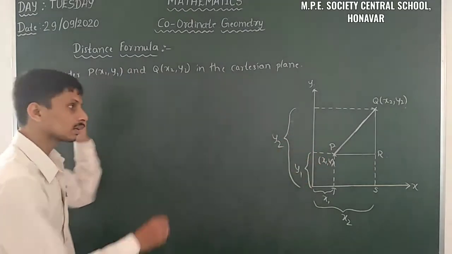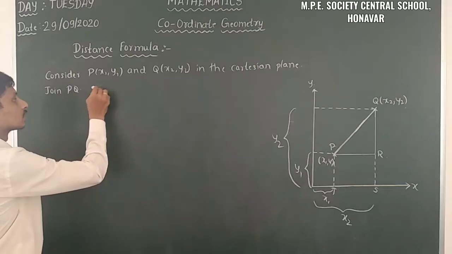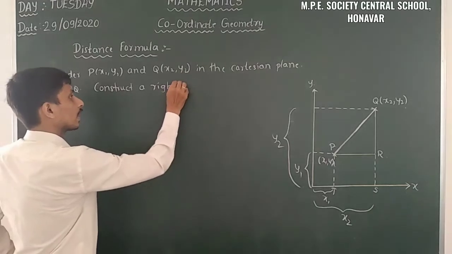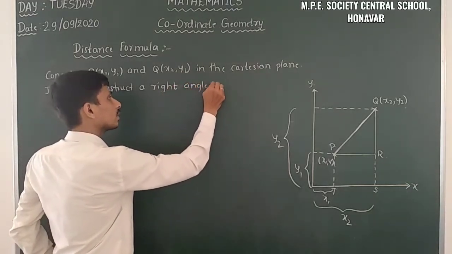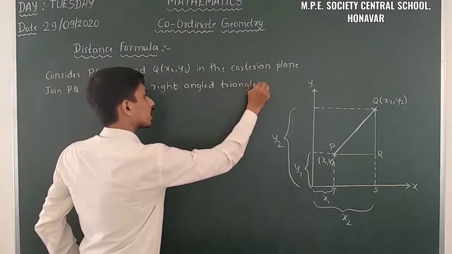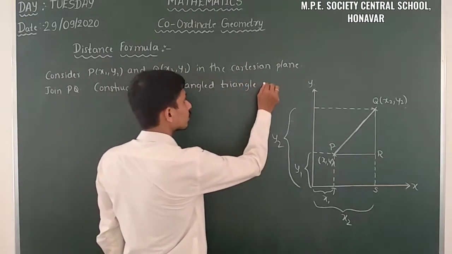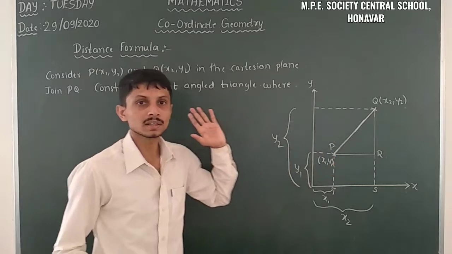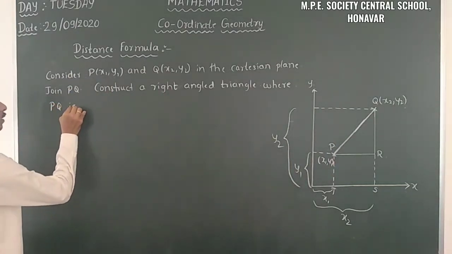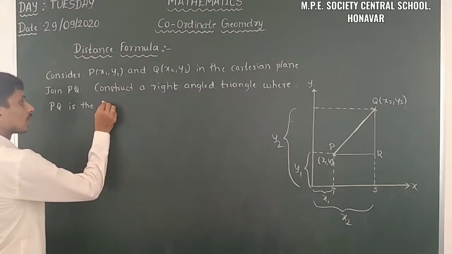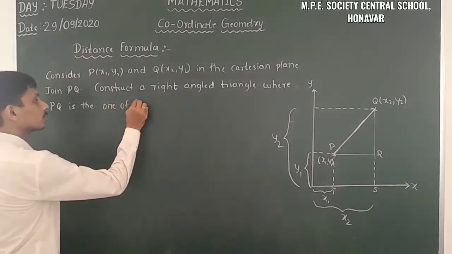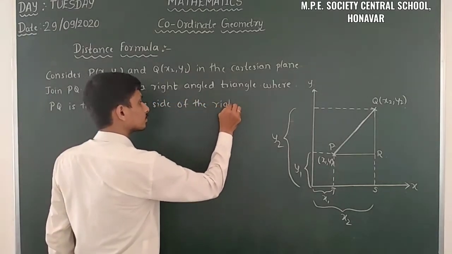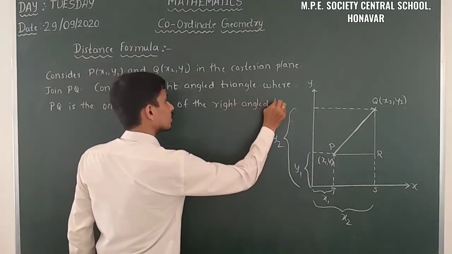Then we have to construct a right angled triangle, where PQ is the hypotenuse, that is, one of the sides of the right angled triangle.